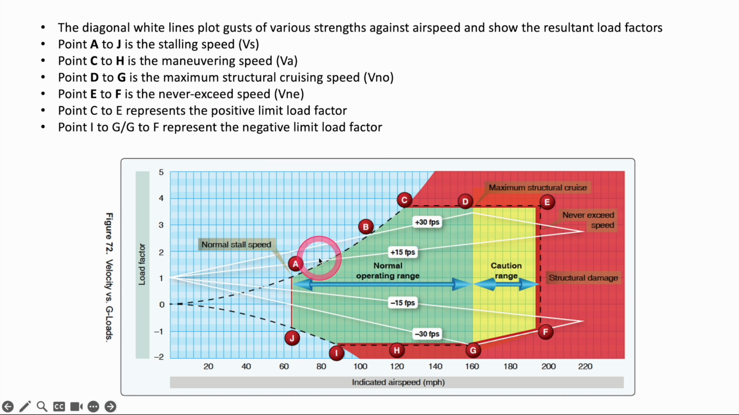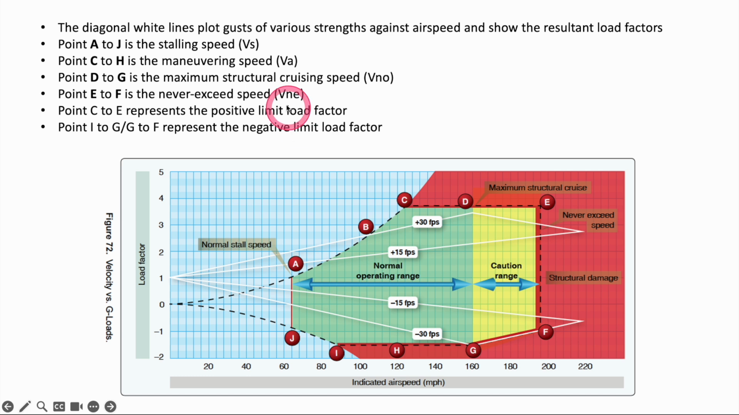I recommend going over this one at a later time. It's just comparing all of these plot points and what those refer to in the aircraft as far as V speeds. So stalling speed, maneuvering speed, never exceed speed, maximum structural cruising speed, all those. So I recommend reviewing those because something like this could come up on the written test. It says, what does the line from A to J mean? And in that case, you have to look at this and remember back to what that means.